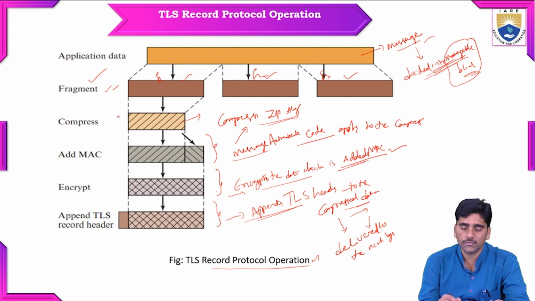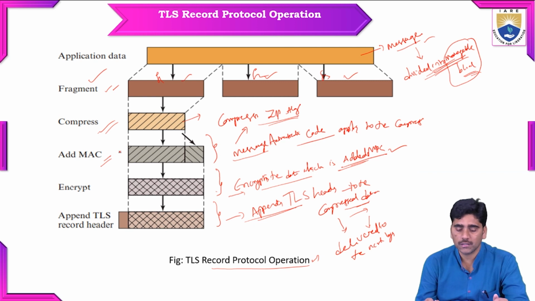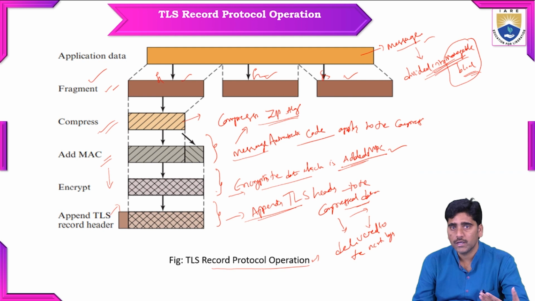Next, each fragment of data is compressed. Next, the compressed data has the message authentication code added. Next, the data with the added message authentication code is encrypted. Then a TLS header is appended to that encrypted data. After performing all these operations in the upper layer, it is forwarded to the next layer.